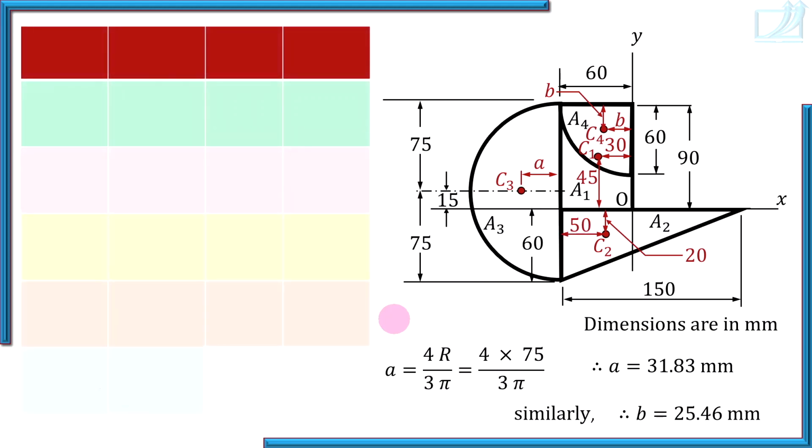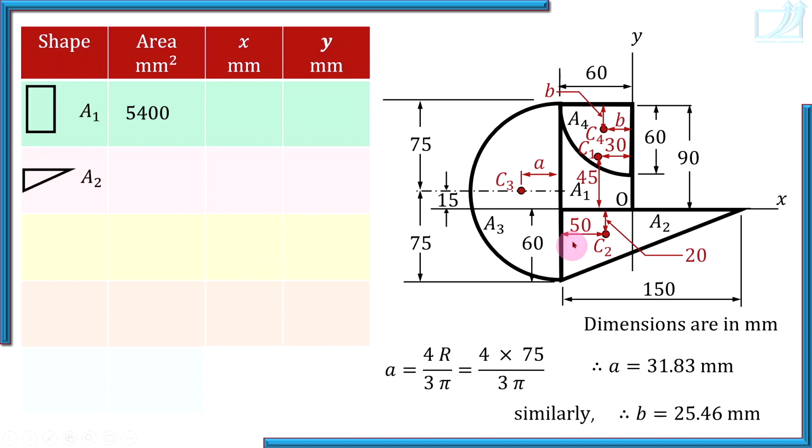So construct a table. Now here there are 4 areas involved. So shape, area in millimeter squared, take care of the unit, x coordinate in millimeter and y coordinate in millimeter. Now let's put the values. The first area is a rectangle, 90 into 60. So 5400. The second area is a right angle triangle.